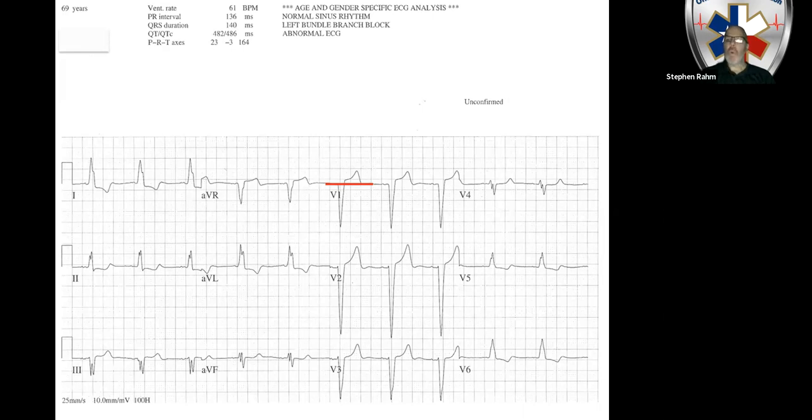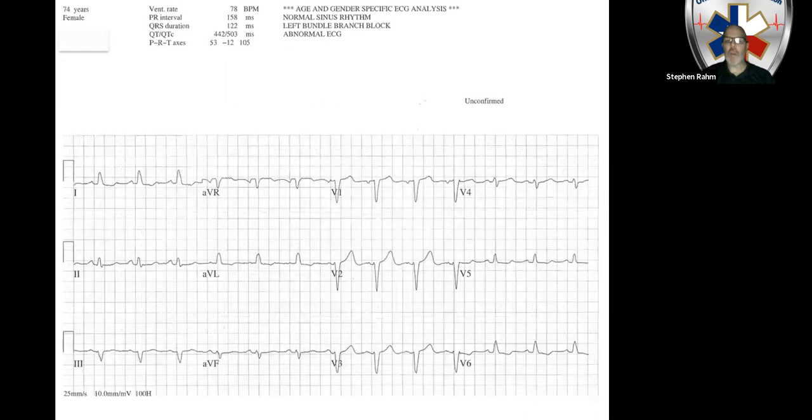All right, so with right bundle branch block, ST depression in leads V1, V2, and V3 is normal, which means ST elevation with left bundle branch block is normal in leads V1, V2, and V3. And I'll touch more on that here in just a couple of minutes. And again, here shows you the first complete triangle that I make is pointed down. So that's a terminal S wave in lead V1.